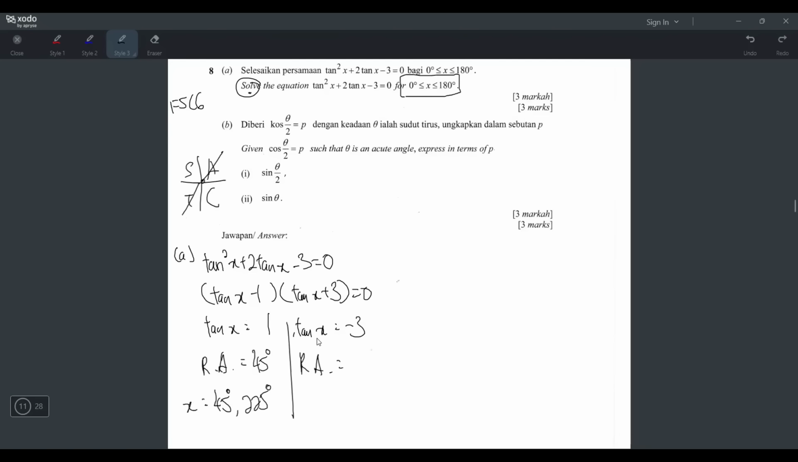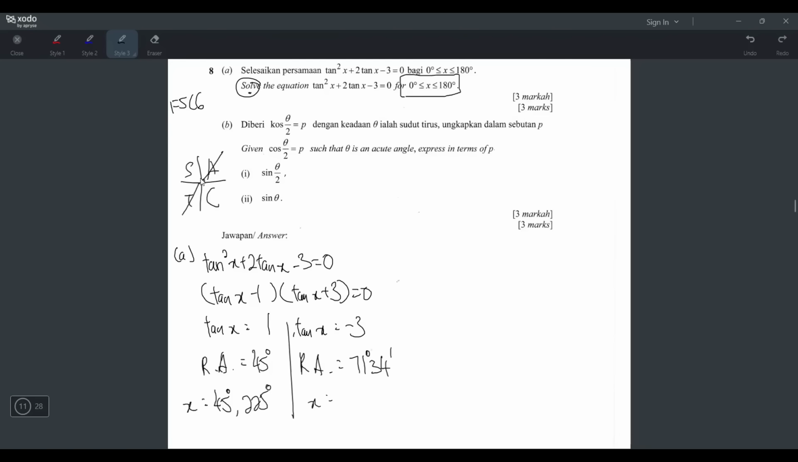Okay, for this, let's tekan shift tangent 3 dulu to get the reference angle. Okay, don't tekan the negative. The negative is only there to tell you which quadrant. So don't press the negative. To find the reference angle, don't press the negative. Okay, shift tangent 3, I usually write in degree minute. So it's 71 degree 34 minutes.